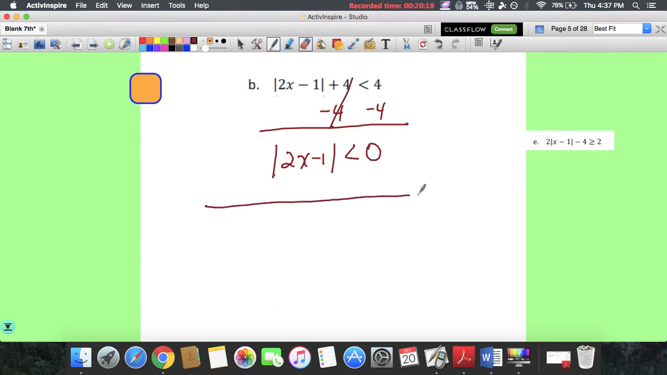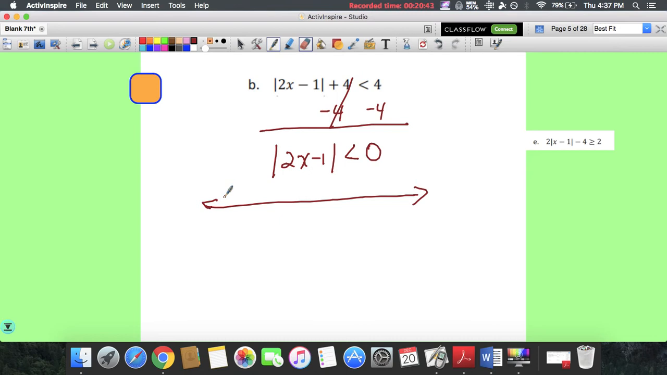Again, take the absolute value of something and have the answer be less than 0. Is that even possible? Knowing what you know, that if you take the absolute value of anything, it will always be positive. Even if you took the absolute value of 0, is 0 less than 0?